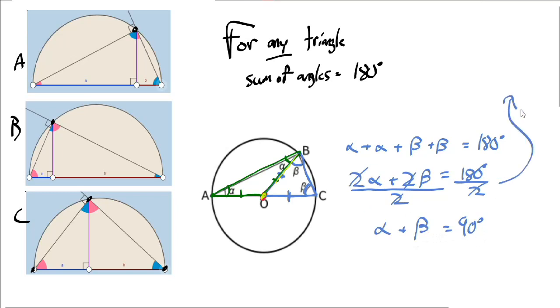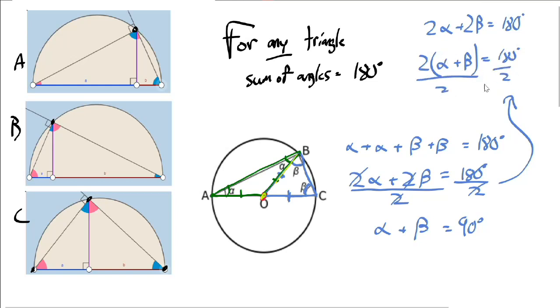Just going to show this one step one other way. So if we have 2 alpha plus 2 beta equals 180, we could rewrite this as 2 times alpha plus beta in brackets, and you'd have to distribute that out if you wanted to actually figure that out. And in that case, when we divide by 2, it might be more obvious that that's alpha plus beta, just 1 of each. So 1 of these angles here that were initially in green, and 1 of these angles here that were initially in blue equals 90.